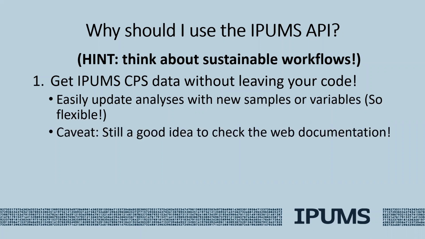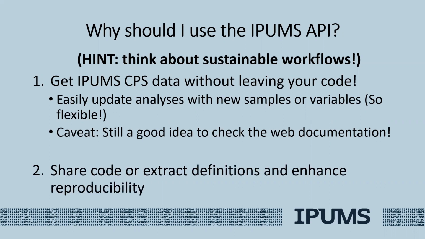I will say it is still a good idea to check the web documentation. Even if you know exactly what you want, it's always good to check that nothing has changed since the last time you got data, so you don't have any unexpected surprises there. And as I sort of alluded to before, using the API makes it easy to share code or extract definitions and enhance reproducibility of your work, right? Like I don't have to click on all of the same things that you clicked on to get the same starting data file that you have.